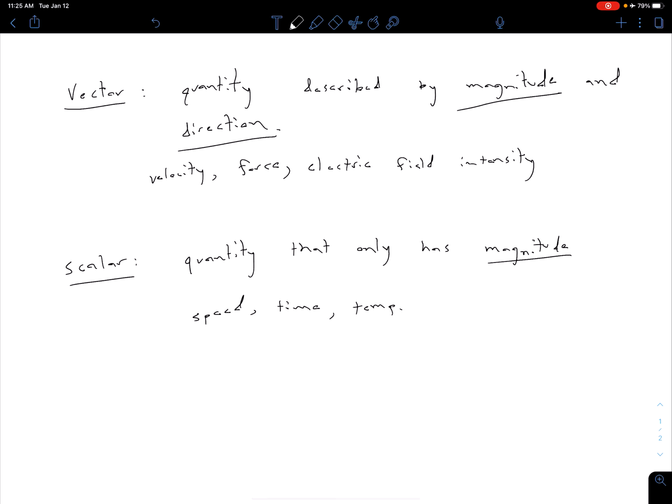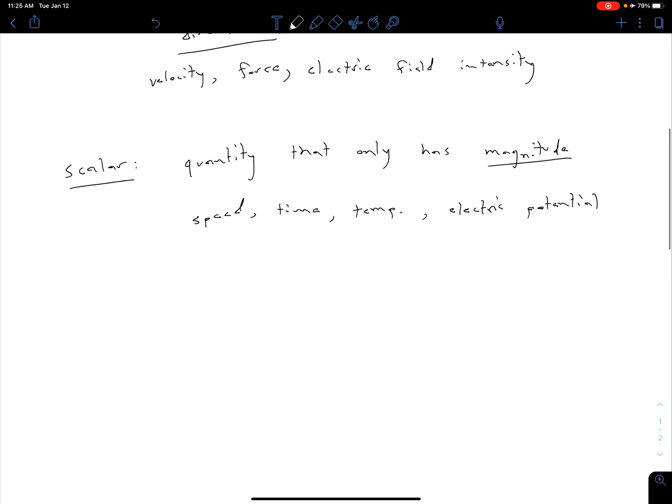Temperature would be another one. And then if we think more in terms of electromagnetics, electric potential or voltage would be a quantity that is a scalar value. And of course there are plenty of other examples, these are just some common ones.